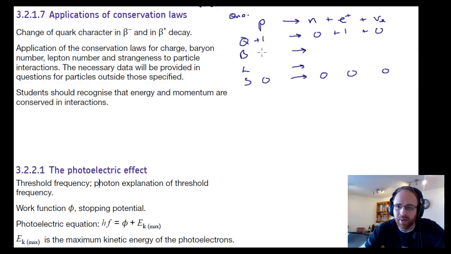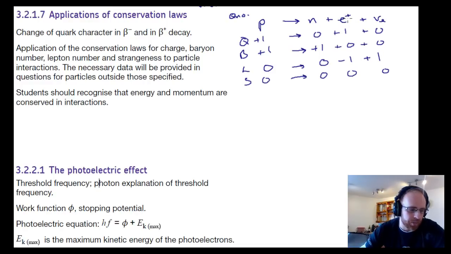That's fine. Our baryon number for a proton is plus 1, for a neutron is plus 1. For any leptons, they've got a baryon number of 0, so we've got 1 on this side and 1 on this side. On this side of the equation, we've got 0 for our lepton number because these are baryons. Then we've got minus 1 because that's an anti-lepton, plus 1, that is a lepton. So our positron is an anti-lepton, and our electron neutrino is a lepton. So minus 1 plus 1 is 0, and 0 on this side, which is lovely.